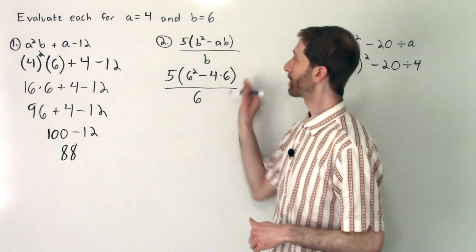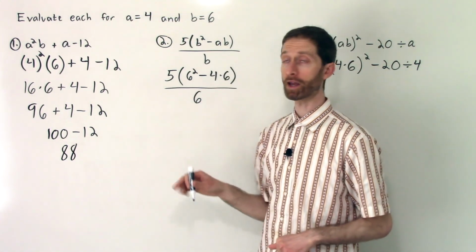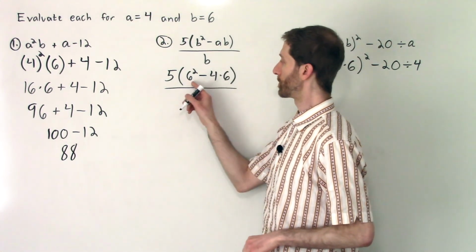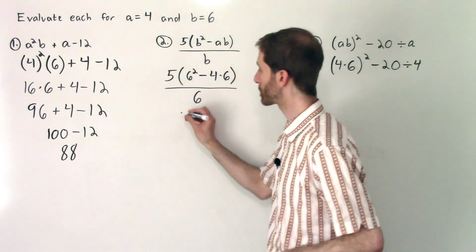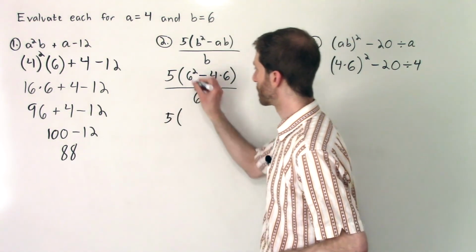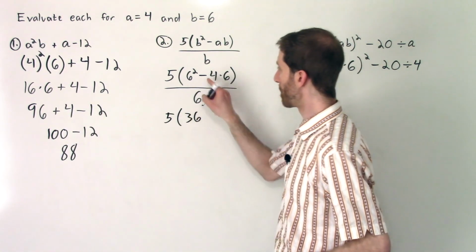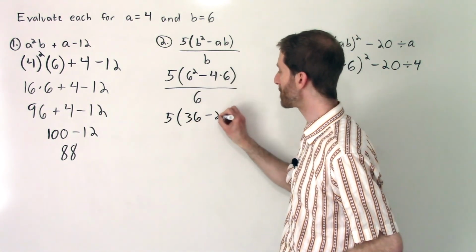We are going to do everything in the numerator and then everything in the denominator using the order of ops. So this numerator has a bunch of stuff in parentheses. We do that first. Exponents first, copy everything else. 6 squared is 36 minus 4 times 6. Now I'm going to do 24.